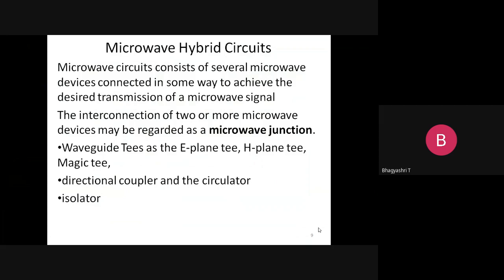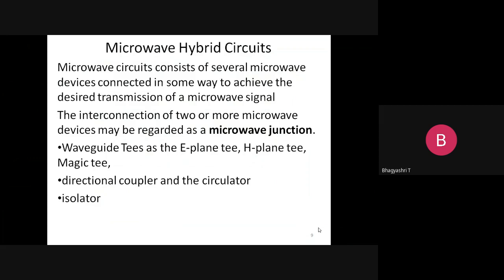So, a microwave circuit is first of all called a hybrid circuit because some part of it is used as an electronics circuit, so it is a hybrid circuit and it consists of several microwave devices. The first parameter that we want to achieve is data transmission of microwave signal.